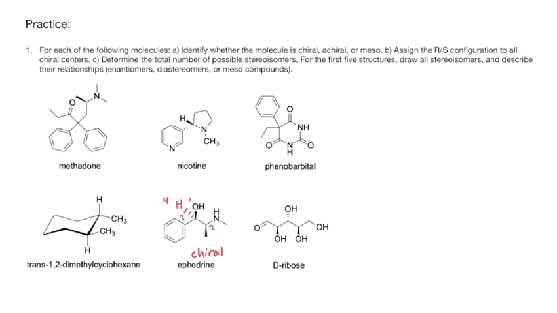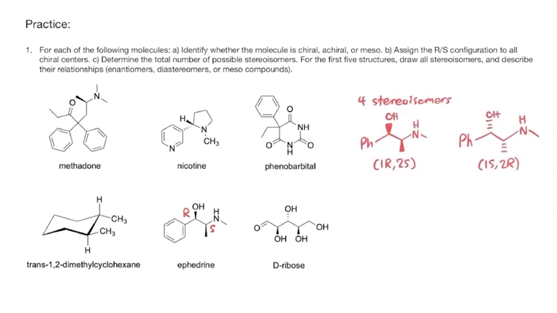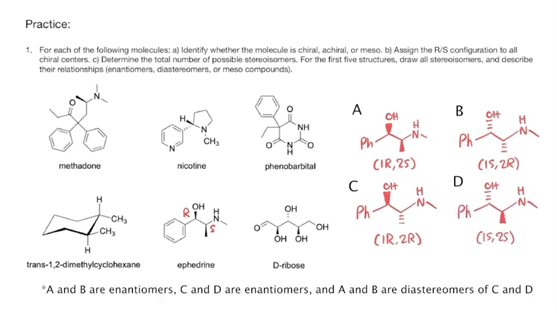Tracing the priorities gives an R configuration. For carbon 2, the nitrogen in the ethylamine chain takes priority, followed by the carbon in the hydroxyl group chain, then the methyl group with hydrogen as the lowest priority. Tracing gives an S configuration. Ephedrine has two stereogenic elements, and because it isn't a meso compound, it can exist as four stereoisomers: 1R,2S-ephedrine, 1S,2R-ephedrine, 1R,2R-ephedrine, and 1S,2S-ephedrine.